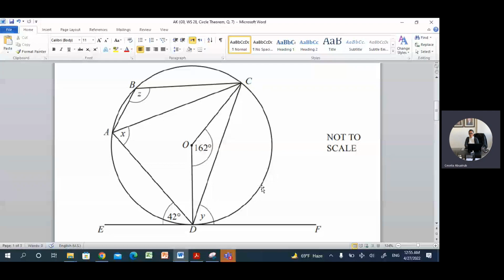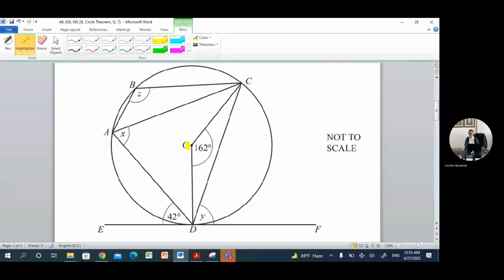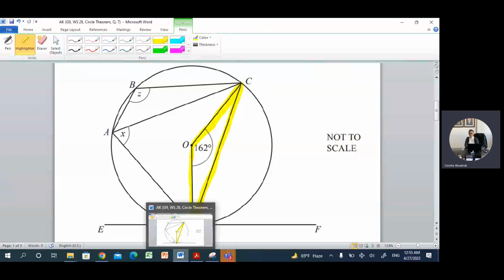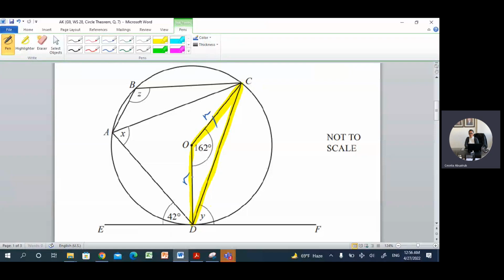As for myself, I'm thinking of this isosceles. How do I know that it's an isosceles? Because from O to R, it's a radius. From O to D, it's a radius as well, which makes this side equal to this side.